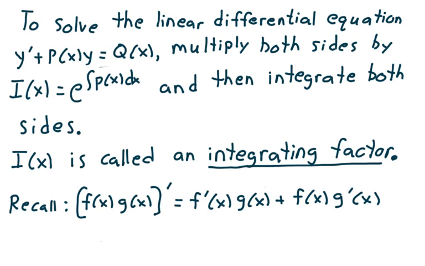Now, when solving these types of differential equations, we need the product rule. And so let's recall the product rule. The derivative of f(x) times g(x) is equal to f'(x) times g(x). So in other words, we're going to take the derivative of the first function times the second function, and we're going to add f(x) times the derivative of g(x). So we're going to add it to the first function times the derivative of the second function.